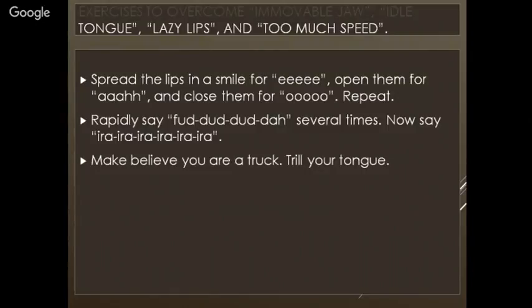Imagine that you are a truck. Trill your tongue. As children, we used to do it, but when we got older, we got sophisticated. We don't do it anymore. You'll feel that your tongue is exercised. It's a muscle, I told you. Just as when you run, you exercise your calf muscles. So when you have to speak, exercise your tongue.